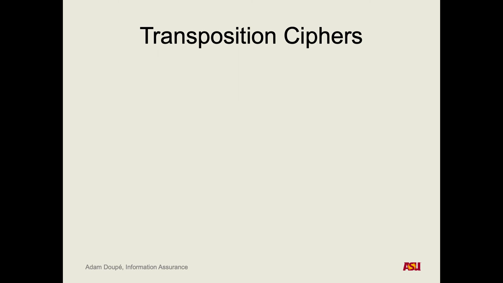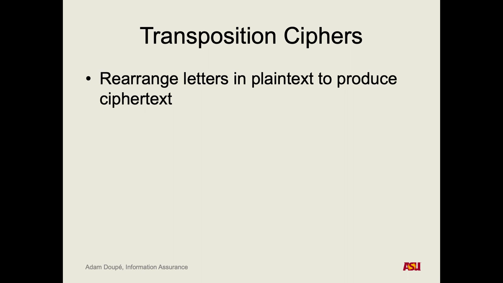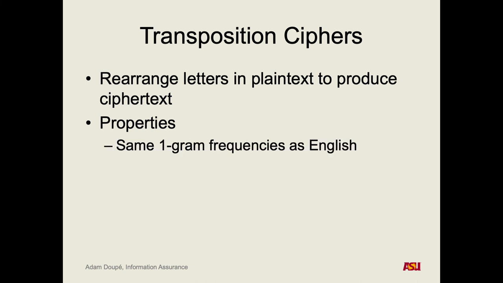So the other type of cipher that we've talked about before: we talked about substitution ciphers, which is what we've been looking at, substituting one letter for another. We can also do transposition ciphers, which essentially change the positions of the letters in the plain text to produce ciphertext. So you're doing no substitutions, which means you have this very nice property where you have the same 1-gram frequencies, right? The letter distributions are exactly the same because it is the English text that you have. The letters are just moved around.